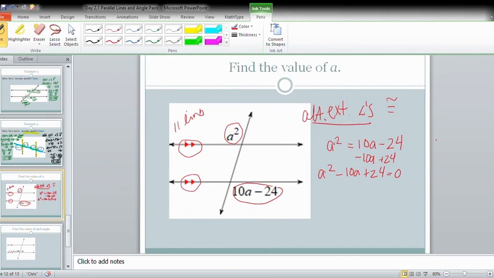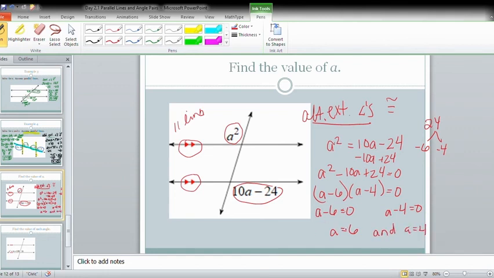And again, my hint was that we have to factor, so factors of 24, well, I see 6 and 4, and this is a positive, but this is a negative, so that means these are both going to be negative. So I've got a minus 6 and a minus 4 equals 0. Again, I got to keep moving, so I'm going to set that one equal to 0, and I'm going to set this one equal to 0. So my solutions are a equals 6 and a equals 4.